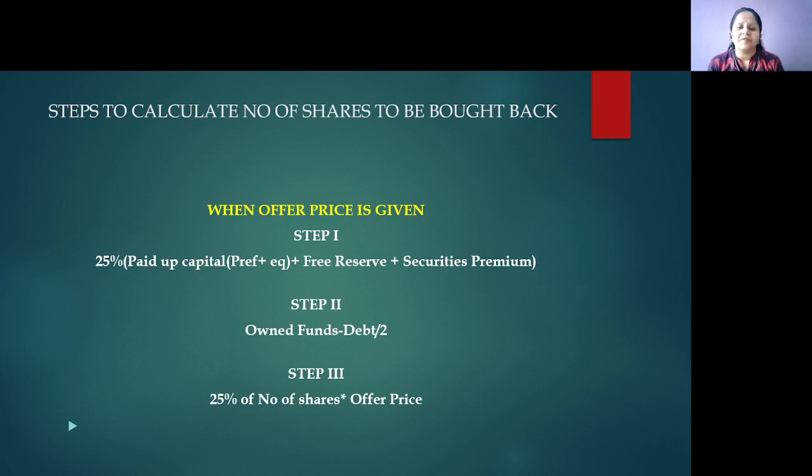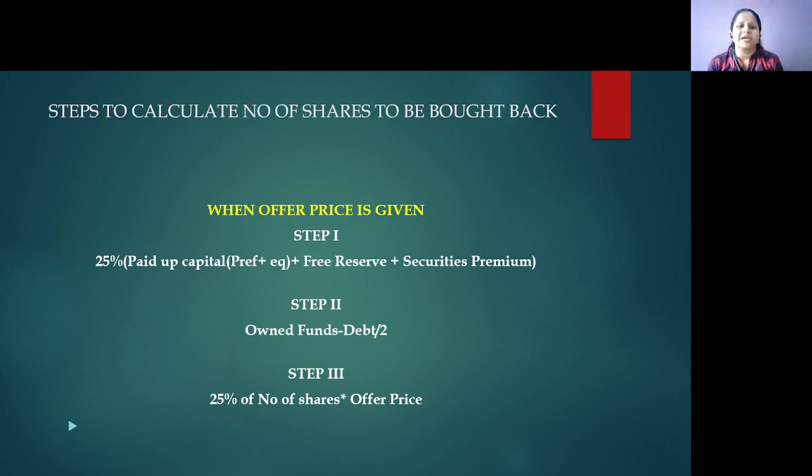Along with that, we have discussed three rules also. What are those three rules? First is, as we discussed just now, that we can buy back a maximum of 25% of the securities. Then after buyback, your debt equity ratio should not be less than 2:1. And we have also discussed how much total amount we can pay for the buyback of securities. So considering all the rules and considering the offer price and the number of shares, we go for the buyback of securities.